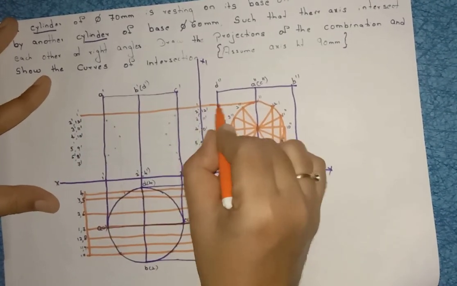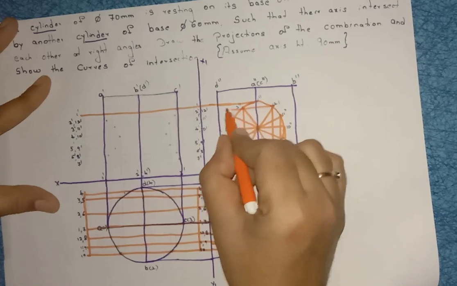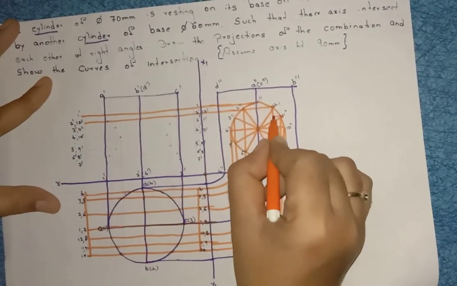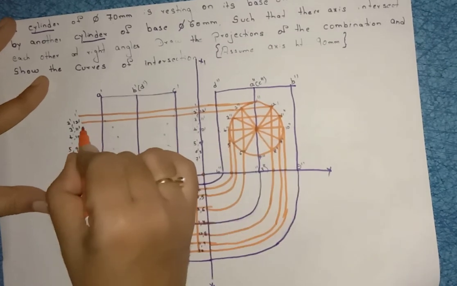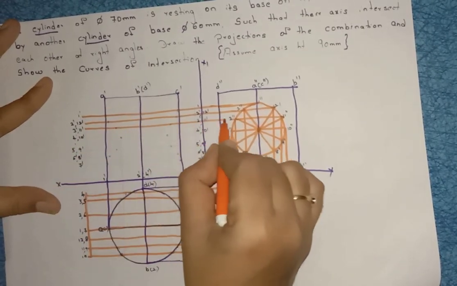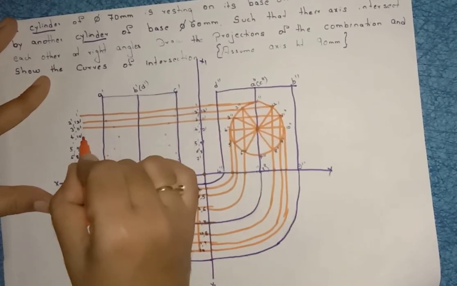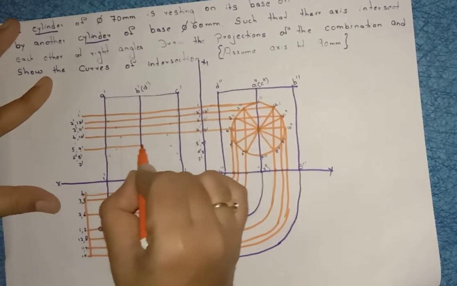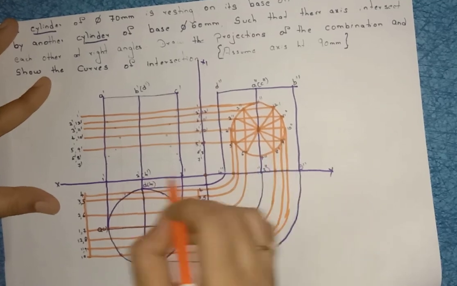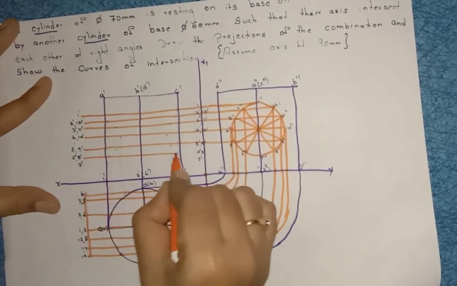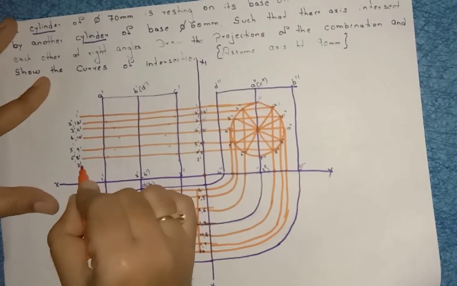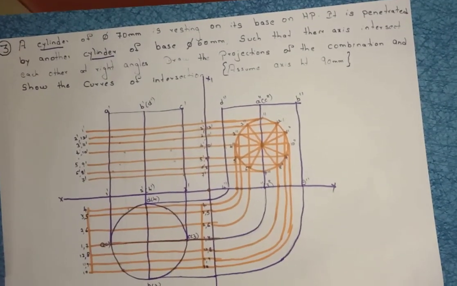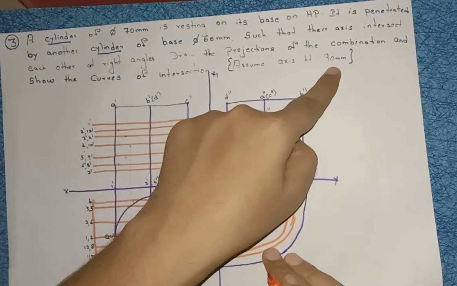From 12 double dash and 2 double dash also draw a straight line. From 1 double dash and 3 double dash also draw a straight line. 10 double dash and 4 double dash, draw the straight line. 5 double dash and 9 double dash, draw the straight line. 6 double dash and 8 double dash, draw the straight line, and the last one is 7 double dash, draw the straight line, right? You know the axis height is 90.